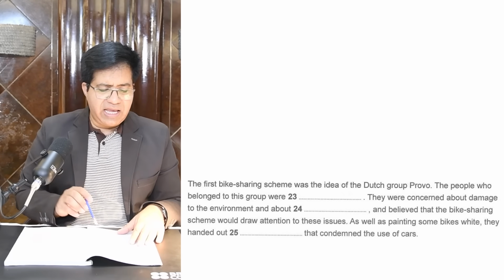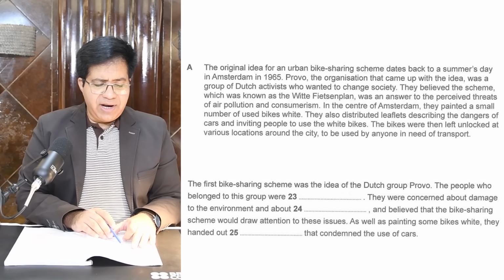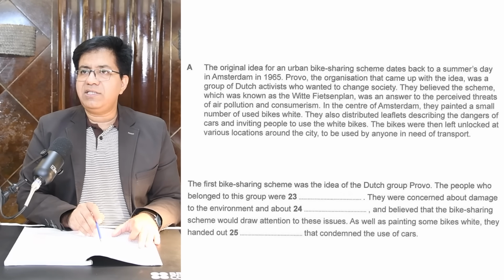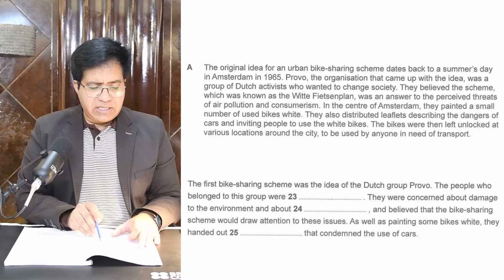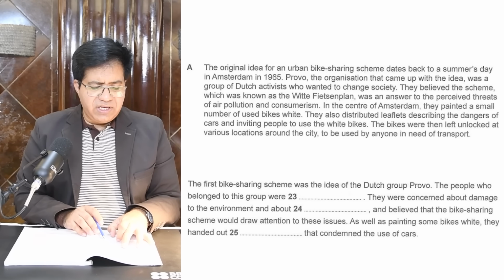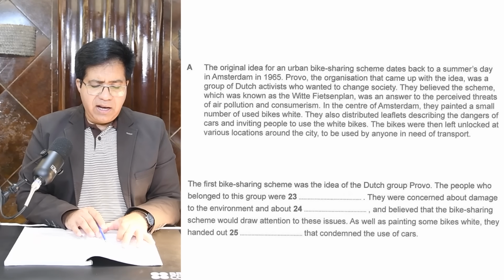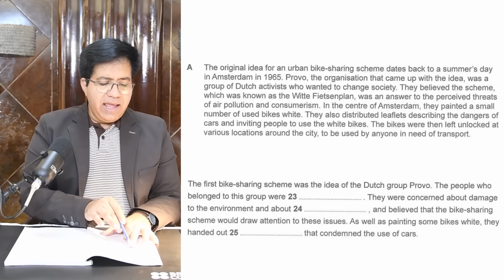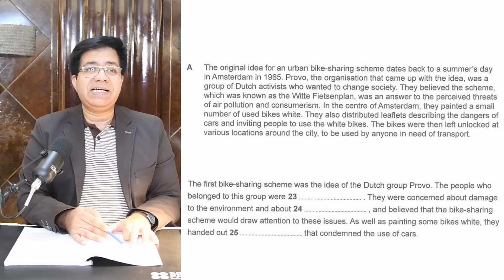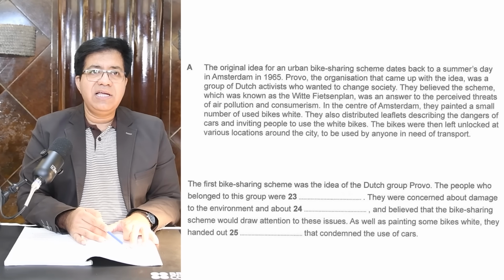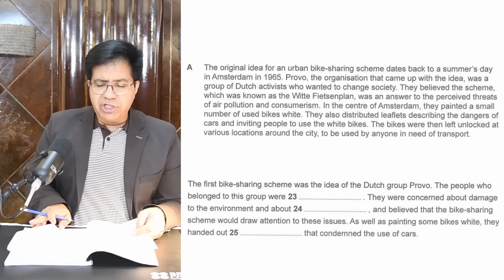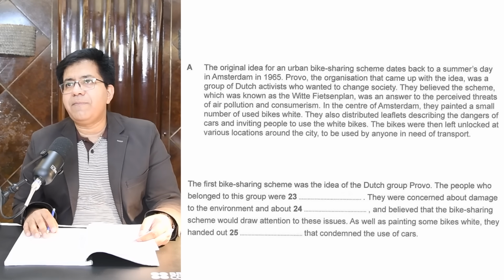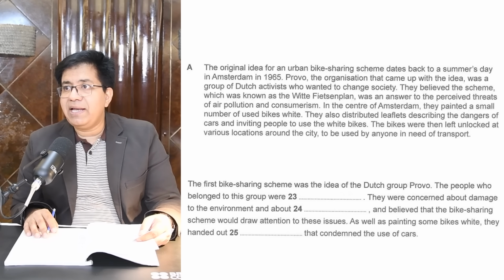The second thing we will find in the same paragraph. I'm reading after activist. Paragraph A, third line after full stop. They believed. Found it? Okay. They believed the scheme, which was known as the Witte-Fitsen plan, was an answer to the perceived threats of air pollution. What is that? Environment. And consumerism. Absolutely. So the correct answer is consumerism. For air pollution, they mentioned the word environment and the answer is consumerism. And make sure you write the correct spelling. Spelling matters.